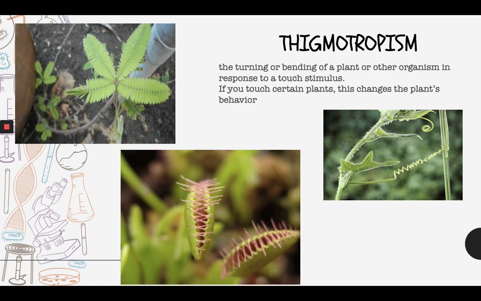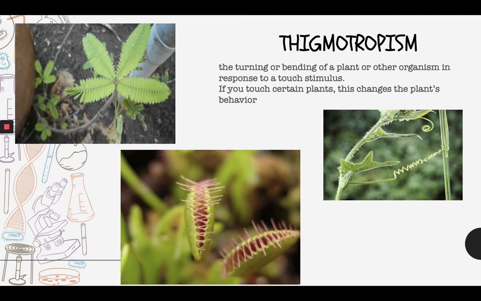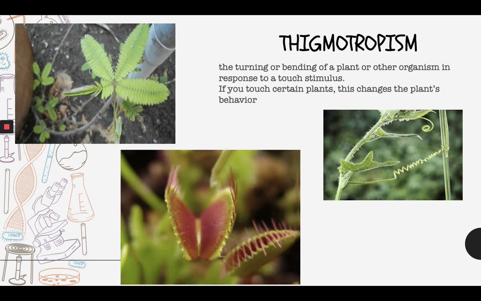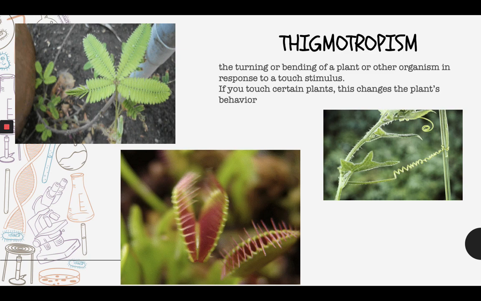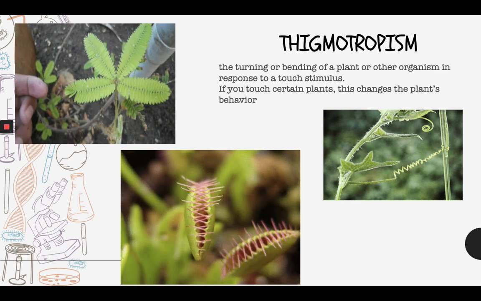Thigmotropism is the turning or bending of a plant or other organism in response to a touch stimulus. If you touch certain plants, this changes the plant's behavior, such as a Mimosa pudica or a pea plant or other plants. As you see, when we touch them, they change their behavior.